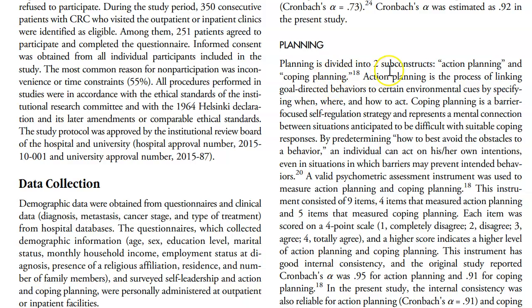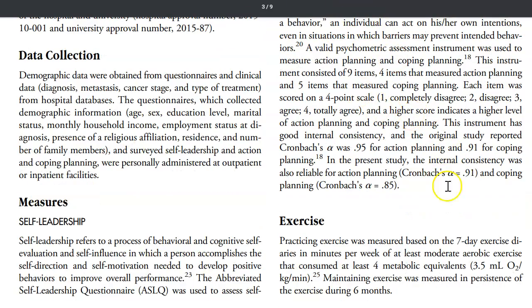Then planning, divided into two subconstructs, which are action planning and coping planning. So action is what do I want to do? So the process of linking goal-directed behaviors to certain environmental cues by specifying when, where, and how to act. And then coping planning is barrier-focused self-regulation that says, when there's a problem, how do I handle it? So those are the two aspects of planning. And again, they're going to tell you about how they measured that.